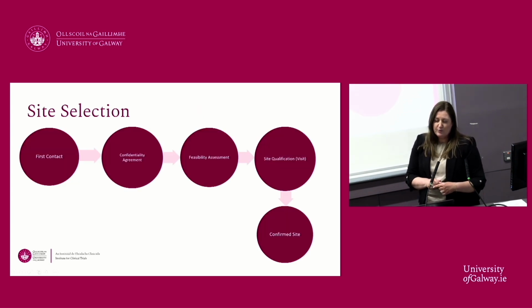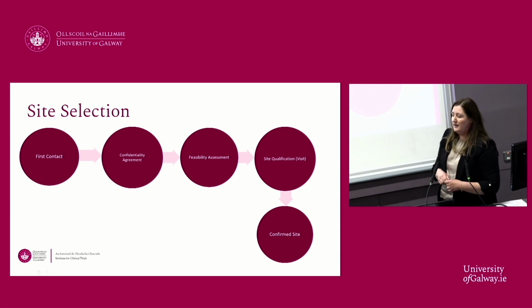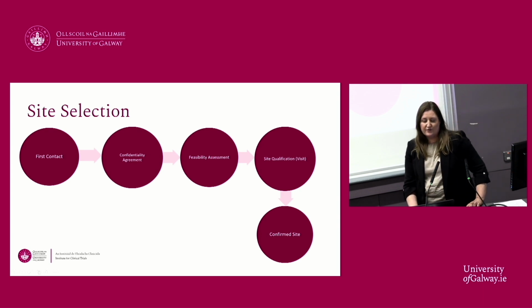The process for site selection broadly follows this pathway. The sponsor will reach out to the PI and a confidentiality form will be signed. The sponsor will conduct a feasibility assessment to ensure that the site has access to the target population, and then a site qualification visit may be conducted to ensure the site has the sufficient facilities for the duration of the trial.